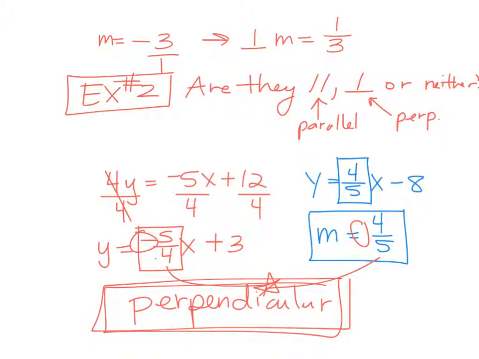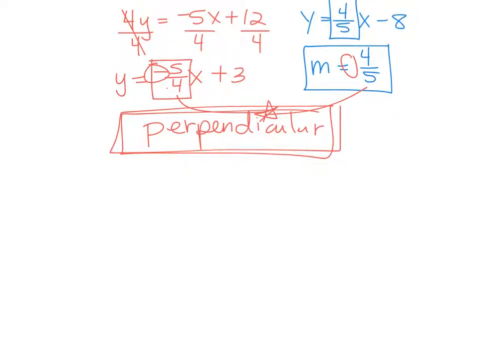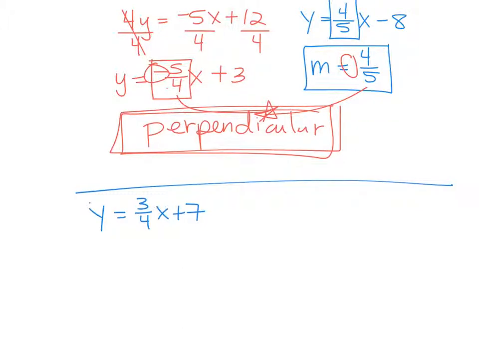Okay, how about this one? Let's say our first equation is y equals 3/4 x plus 7, and our second equation is 4x minus 3y equals 9. Do you know the slope of either line? Yeah. Which one? 3/4, right? This is my slope. So we know we have a slope of 3/4.